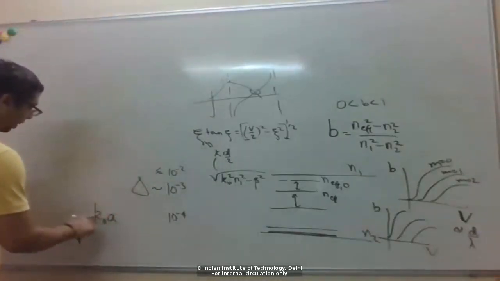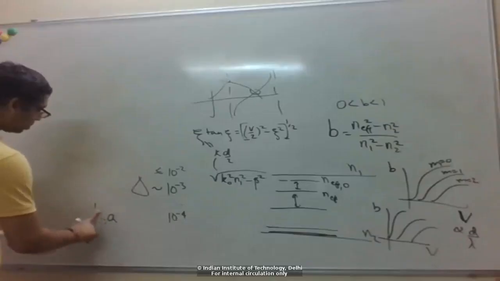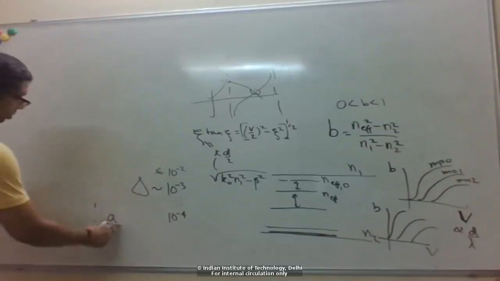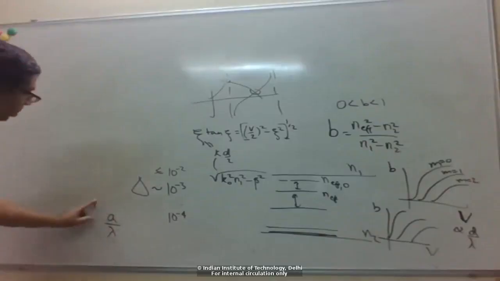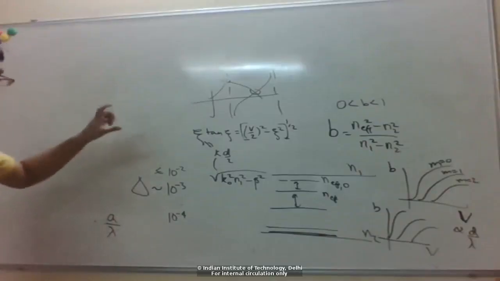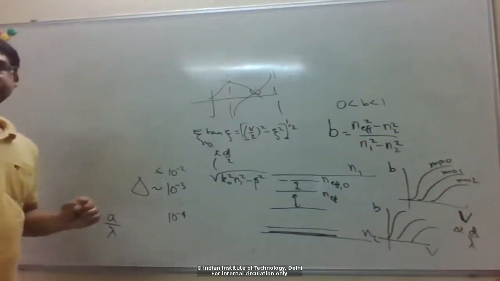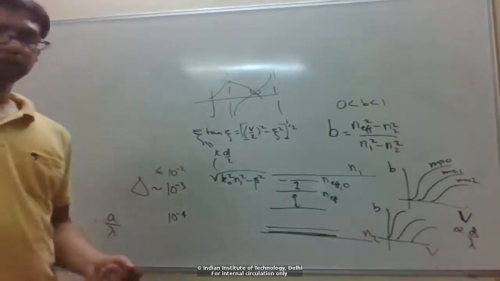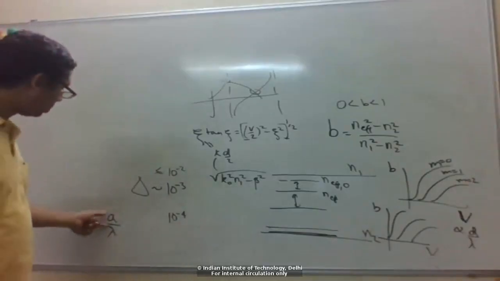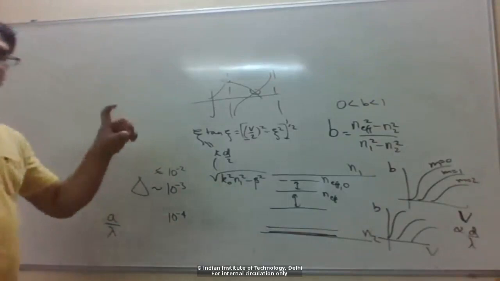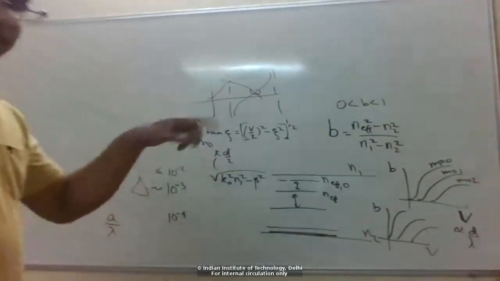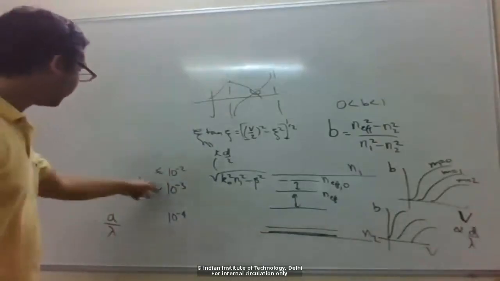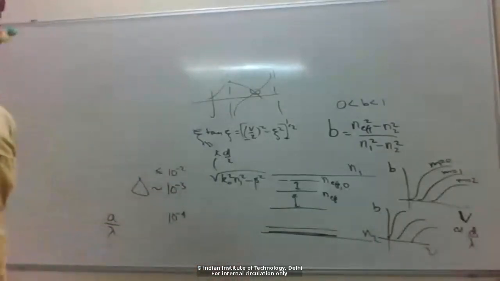K naught a, so k naught is 1 over lambda, so this is a over lambda. That's basically telling you the size of your waveguide compared to the wave. If this number becomes big, then you have a lot of modes. If this number is small, say your size is only 2-3 times the wavelength, or maybe 4-5 times, and the index contrast is small, then you have only a couple of modes.